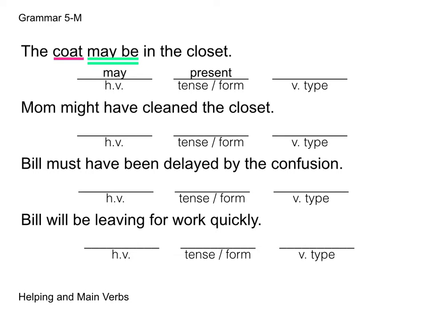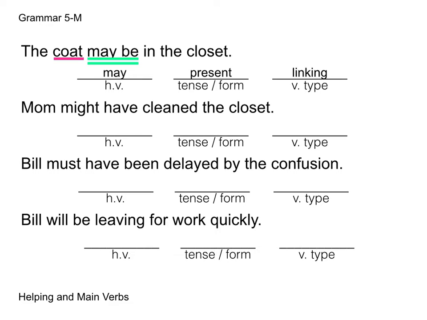And then what type of verb is this? Well, there's no action being completed by the coat. So what we have here is a linking verb. May be is linking the coat to more information in the predicate. The coat may be in the closet. There's a 50-50 probability that it's going to be in that place, in that closet.